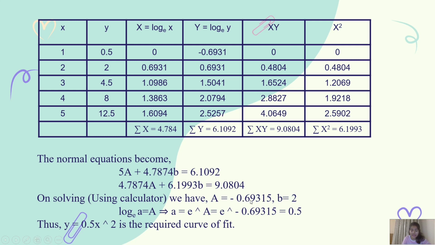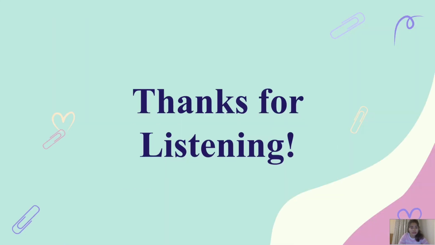So capital A is minus 0.69315 and small b is 2. Now we need to find out small a. For that, we had taken capital A equals log a base e, right? So when we shift log base e to the RHS, it becomes small a equals e to the power of capital A. So capital A is minus 0.69315, and e to the power of minus 0.69315 is 0.5. Therefore, y equals 0.5 x to the power of 2 is the required curve of fit. Hope you have understood the problem. Thanks for listening.